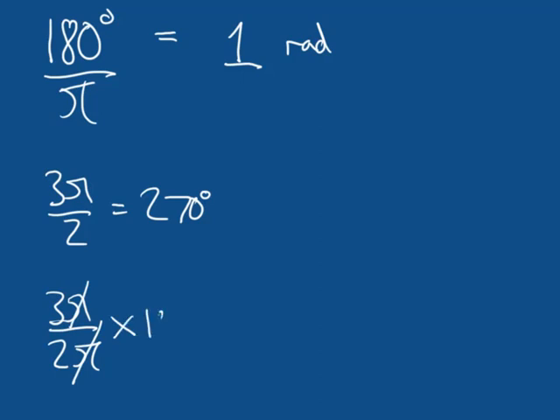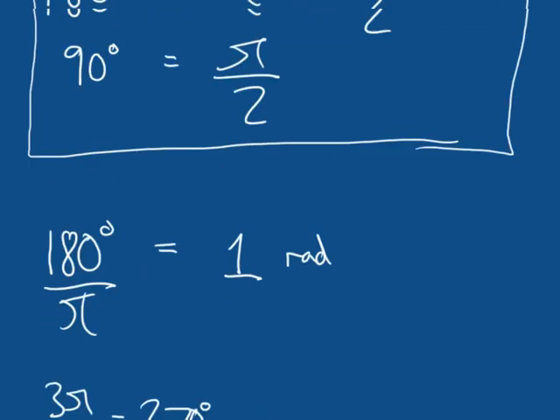If we multiply that by 180, well, 3 times 180 is 540. 540 divided by 2 is 270, and we can see indeed that is correct. So again, to convert from radians to degrees, we multiply our radian value by 180 degrees divided by pi. We can rearrange this the other way. We can rearrange this to convert from degrees to radians.